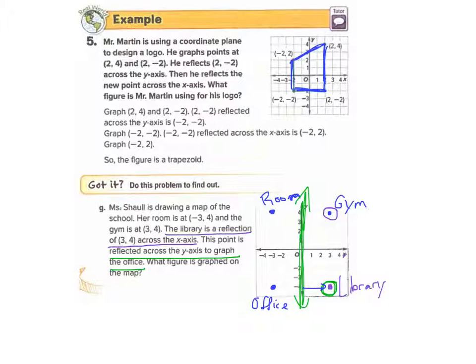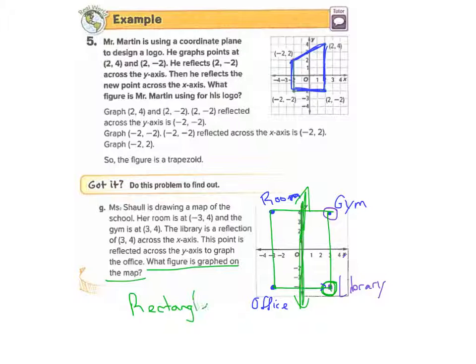There's one last piece to my question here. Remember, you always got to make sure you answered all parts of the question. Last part says, what figure is graphed on the map? Meaning, if I were to connect my points, what shape would I get? So go ahead and connect our points here, and you'll notice that I made a rectangle. 4-sided figure with 4 right angles. So in this case, all 4 of those points combine together to create a rectangle.